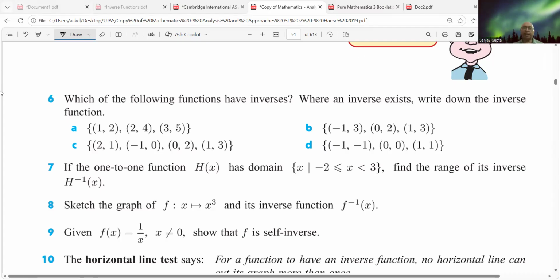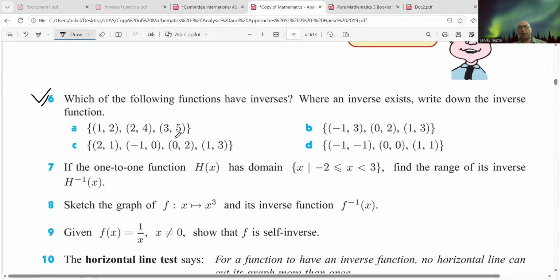Yes, welcome back. And as promised, let us do some questions on how to find the inverse functions and to get better at this. So which of the following functions, if I take this question, which is from the IB book, which of the following functions have inverses? Where an inverse exists, write down the inverse function. So now the function is not given exactly, it is given in the form of ordered pairs. We don't have a graph, we don't have any f(x) here, but we have ordered pairs.